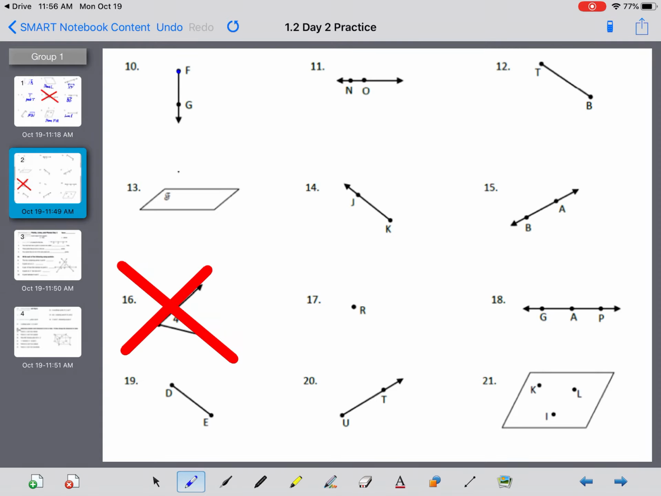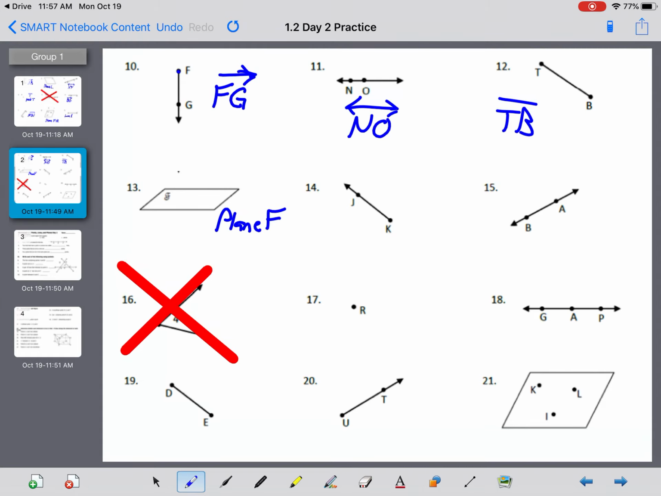Number 10, we have an endpoint of F and extending down through G. This is ray FG. Only one arrow. Number 11 extends in both directions. This is line NO. Number 12 is a segment, TB.